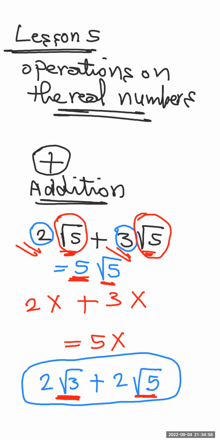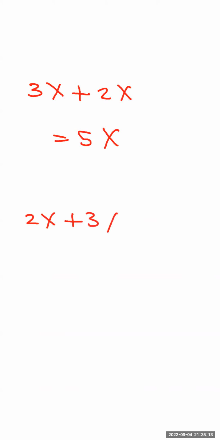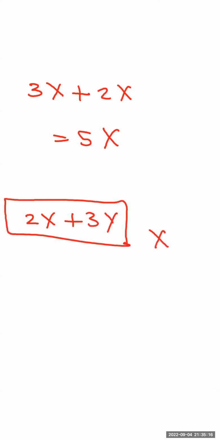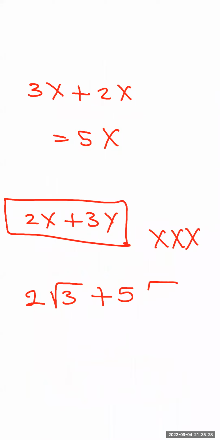It's like adding algebraic expressions exactly like this. 3x plus 2x, simply this one is 5x. But if it's like that, 2x plus 3y, can we add these two terms? Of course, no, because they are different. Also the same in the square root and the cubic root. Now, if there is 2 square root of 3 plus 5 square root of 3, simply this one will equal 2 plus 5 means 7 square root of 3.